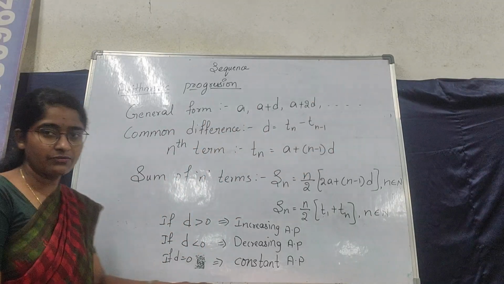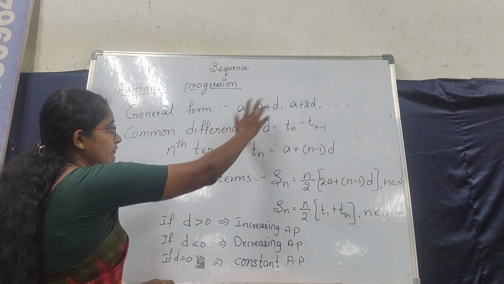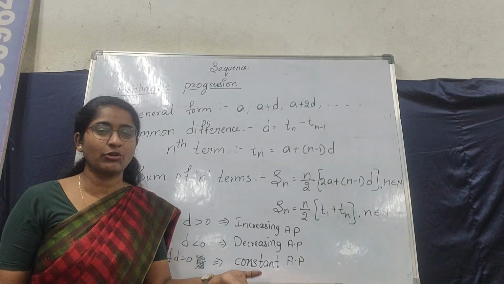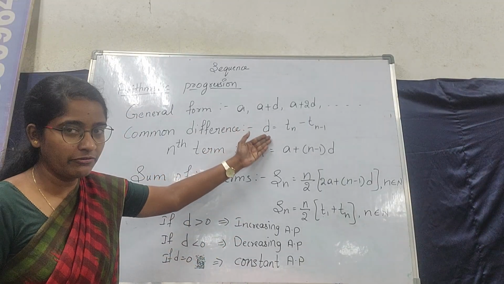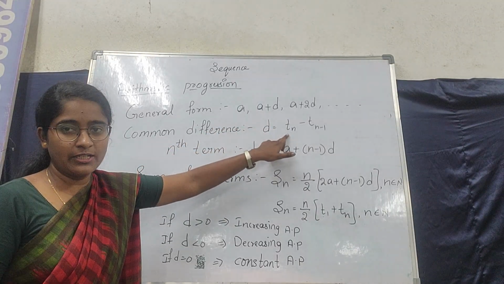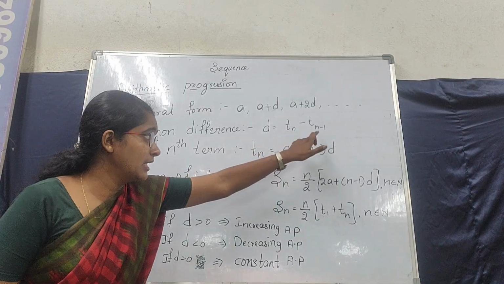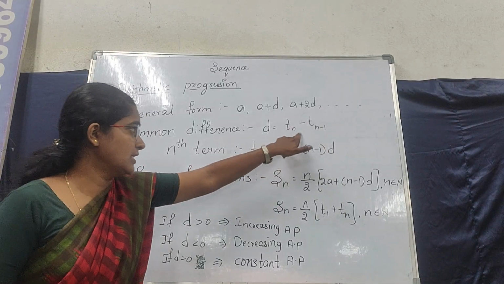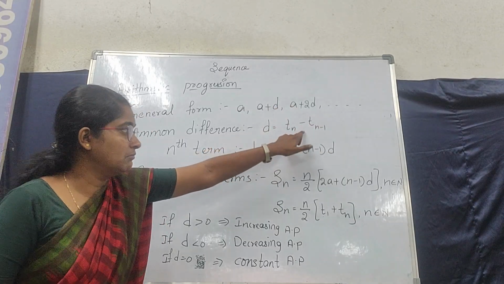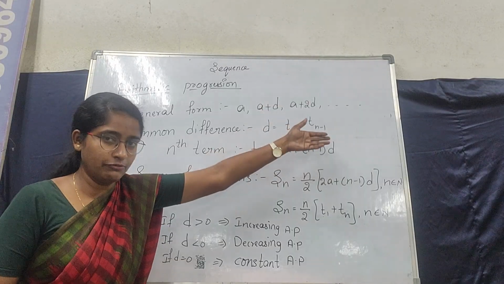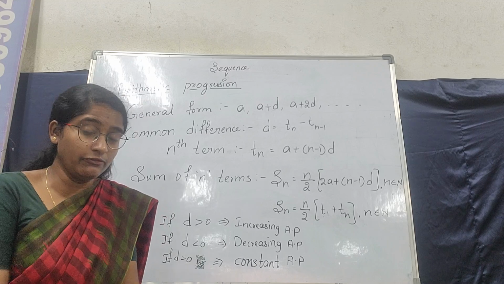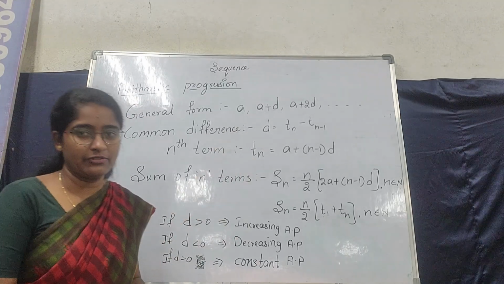And then the common difference. The difference between consecutive numbers will be the same. If it is not the same, then it is not an arithmetic progression. So d, the common difference, is the second term minus the first term, that is t2 minus t1. Or else you can take the third term minus the second term. Whatever the nth term is, take that term minus the term before it. If you subtract them, you are going to get the common difference.